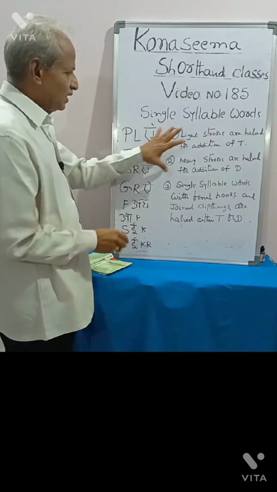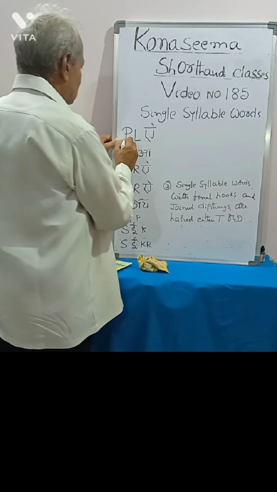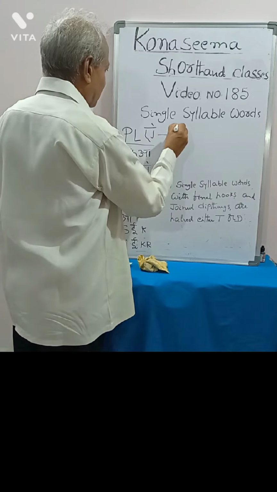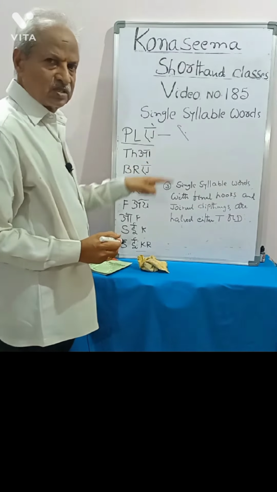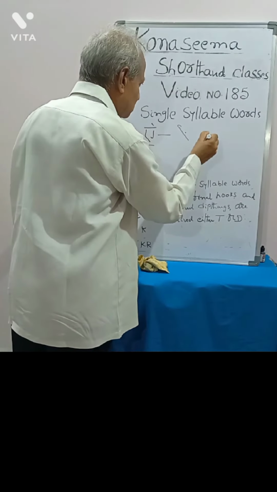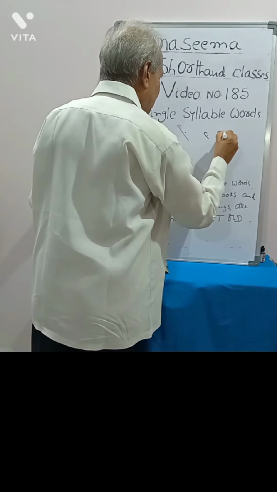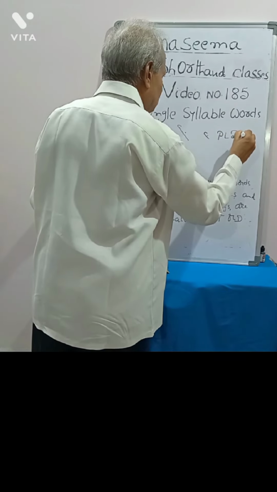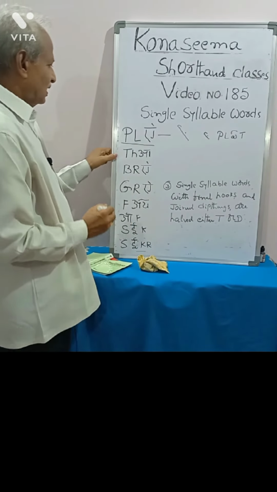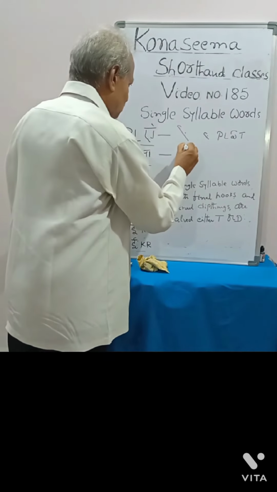Let us look at words for these two rules. You see, this is play. If we have this word play, if we write it like this, the additional sound T will come, because this is a light stroke. Like that, tha means it, tha.